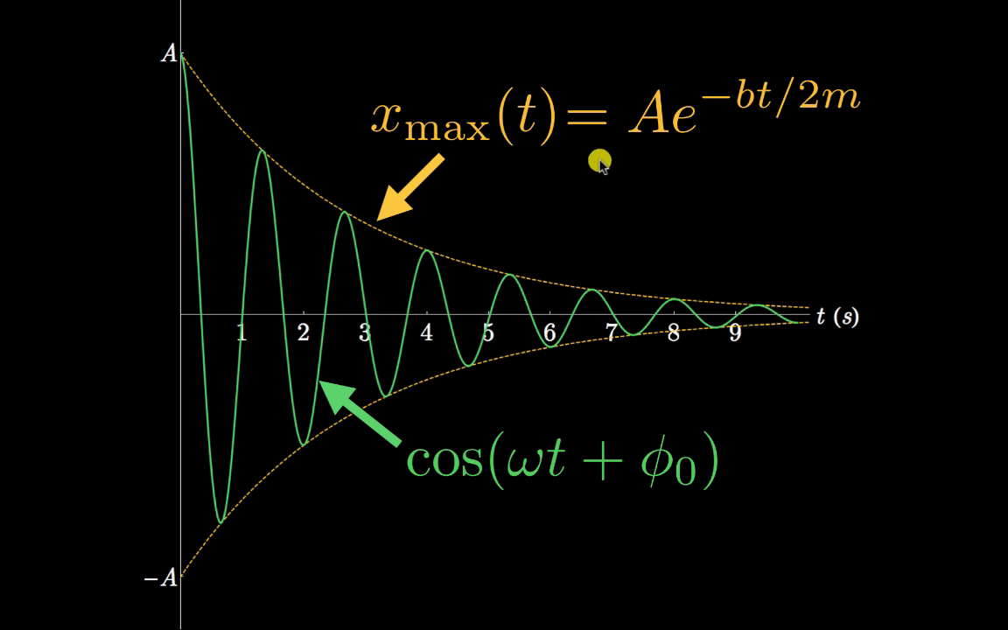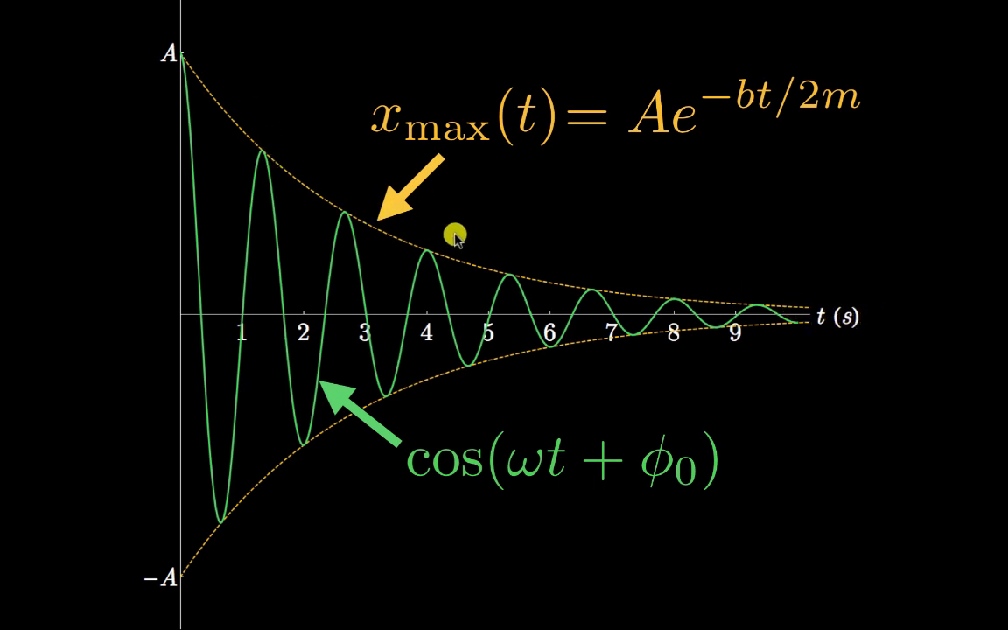So here we have x max of t is equal to A, which is our initial amplitude, times the natural number e to the power of minus bt divided by 2m. And this describes this envelope here that the oscillator moves within. When t is equal to 0, we have e to the 0, which is 1. So we have that the maximum displacement at time equals 0 is just equal to A, which is what we see here on our plot. And as t goes to infinity, we have e to the power of minus infinity, which is 0. So as time stretches out to infinity, our maximum displacement goes to 0.